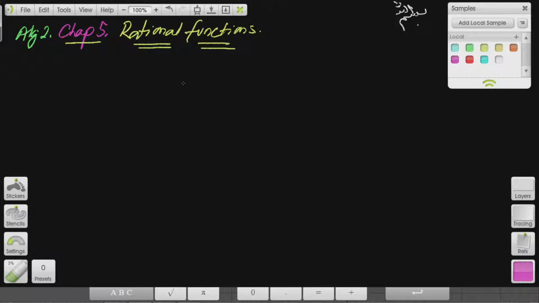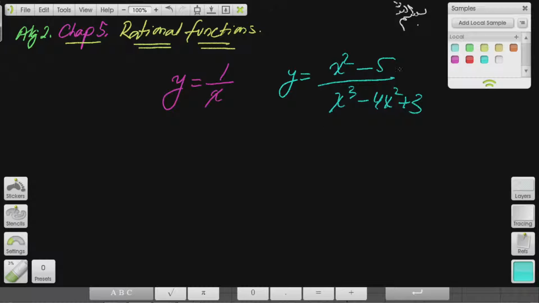And just to give you a preview, rational functions are functions that look like this, or functions that look like this, where the independent variable is frequently in the numerator and denominator, but at least in the denominator here. But we shall talk about these in detail in the coming lessons, inshallah.